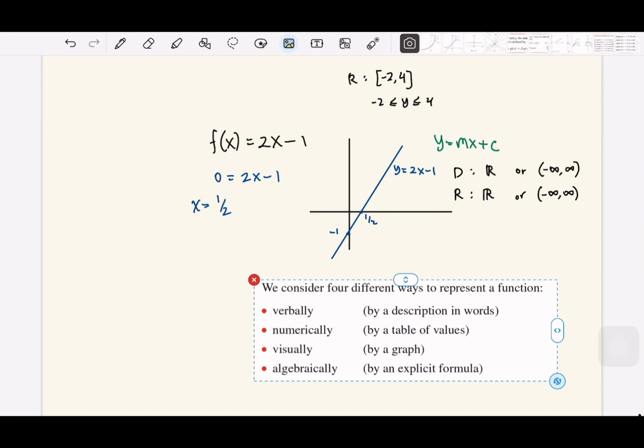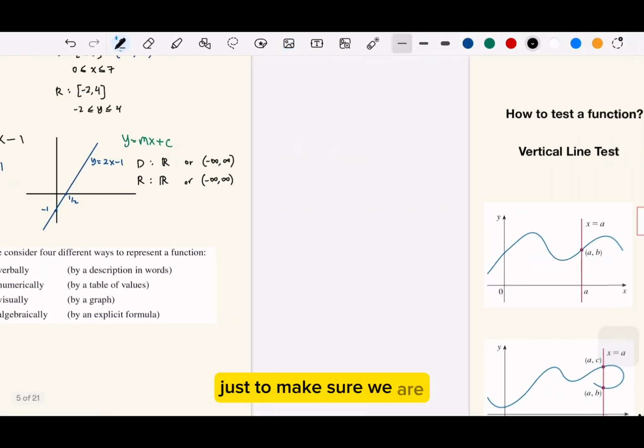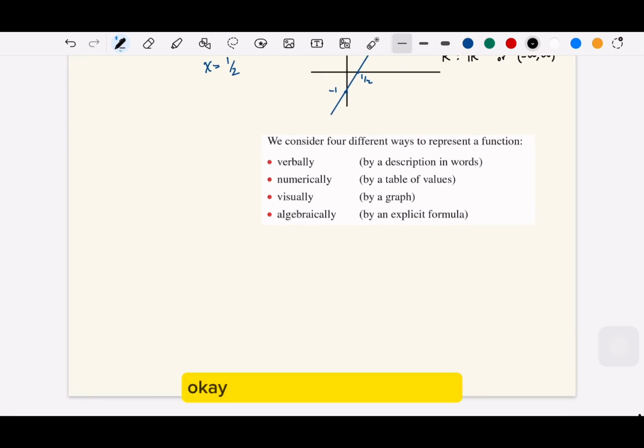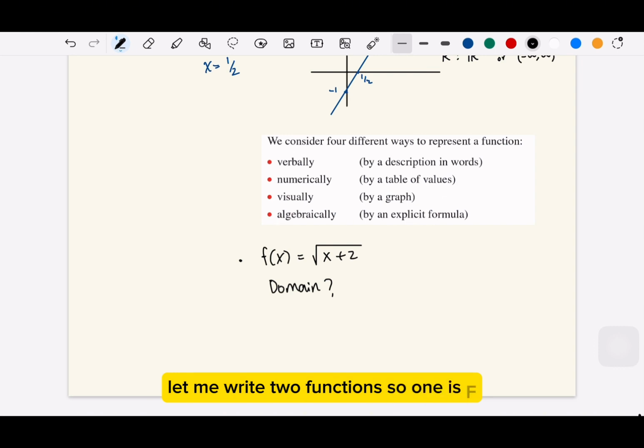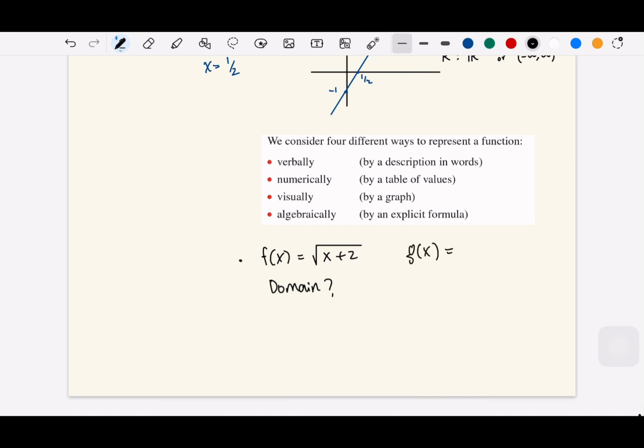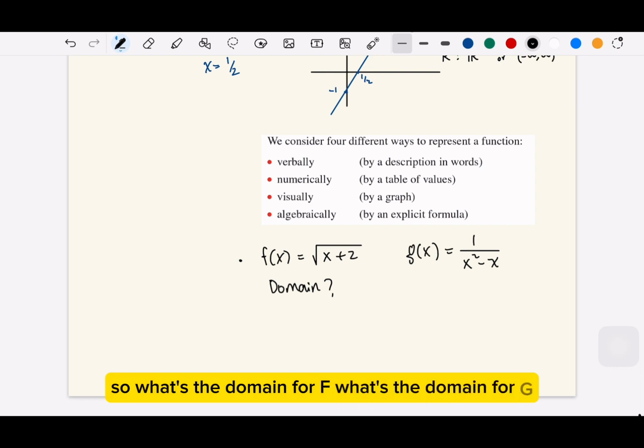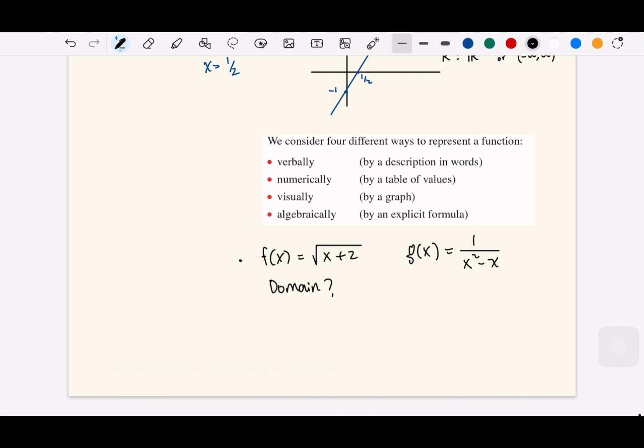Okay, just to make sure we are clear, let me write two functions. One is f, the other one is g. So what's the domain for f? What's the domain for g? Minus 2 to... Okay, good.